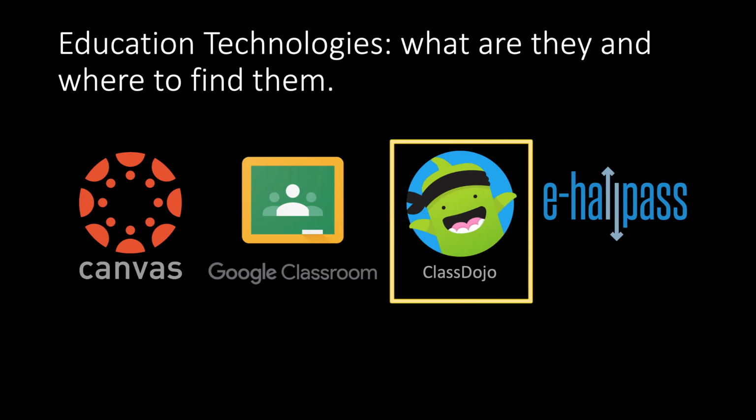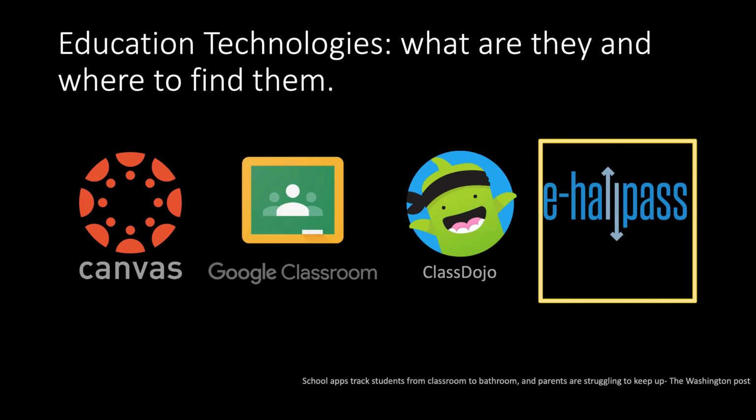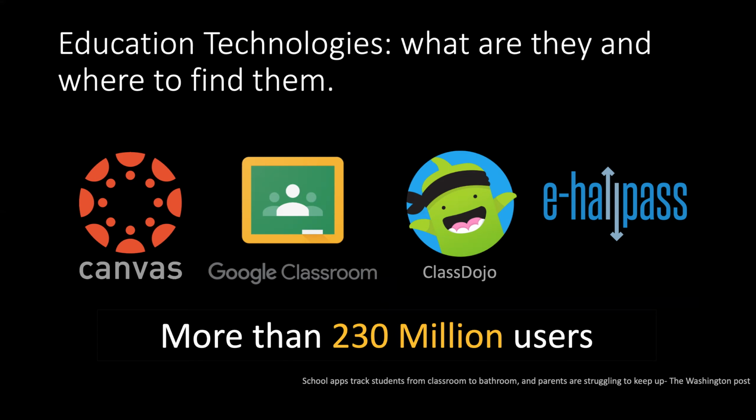ClassDojo is also one of the most popular applications for monitoring children in school. It rewards kids for "good" behaviors and punishes them for bad behaviors. eHallPass, that's my favorite. It tracks students' movements in campus buildings and hallways, including when they visit bathrooms. And jointly, all these four applications have more than 230 million users.